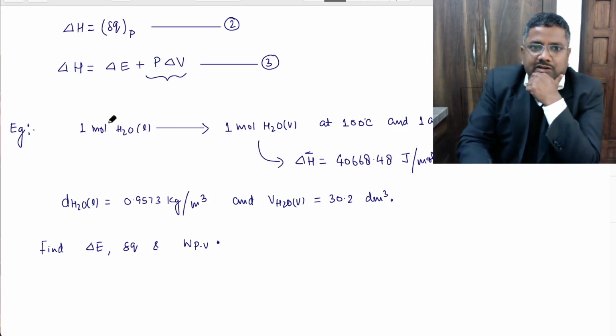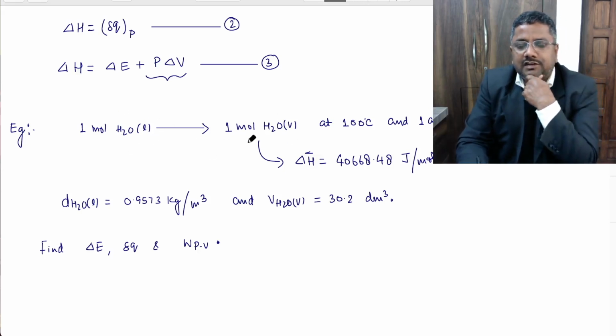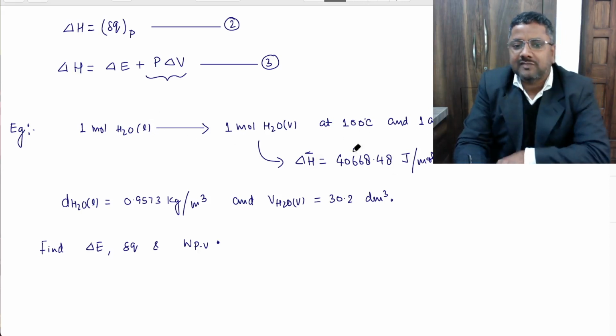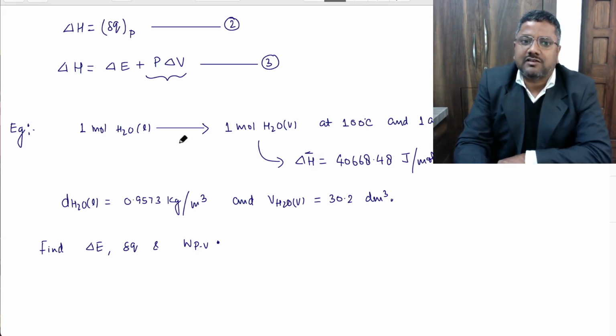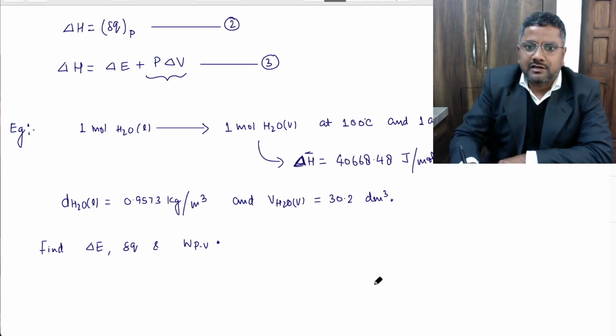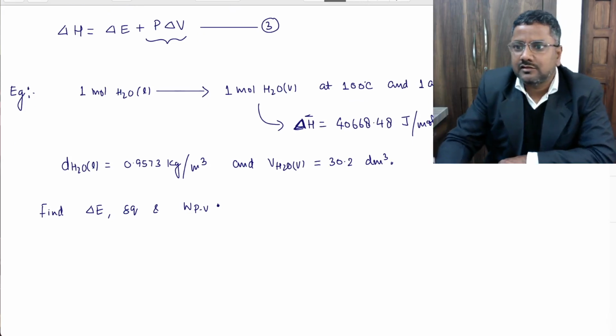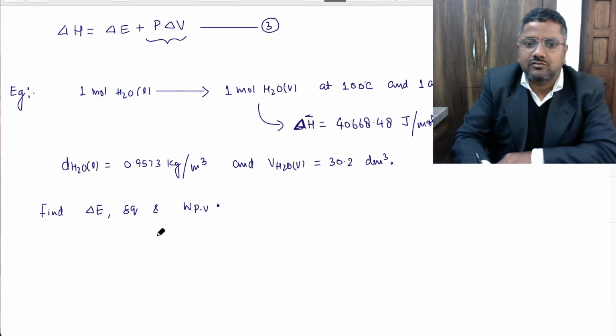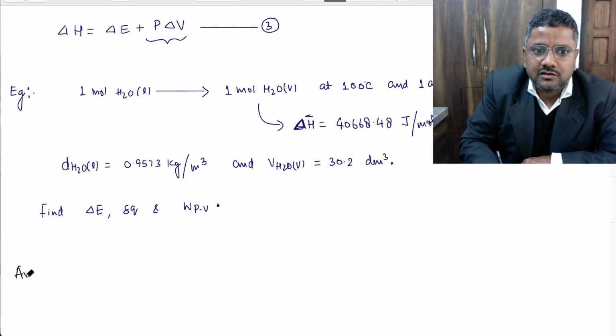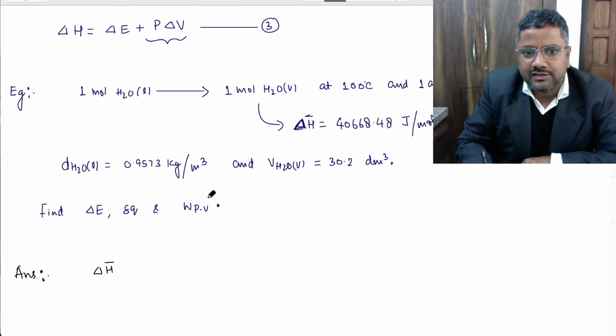So see, 1 mole of liquid water is converted into 1 mole of water vapor at 100 degrees Celsius and 1 atm. This is the condition of the conversion of liquid water into vapor. Delta H for this process is given, the molar enthalpy change. So see the answer, how to proceed with this question.